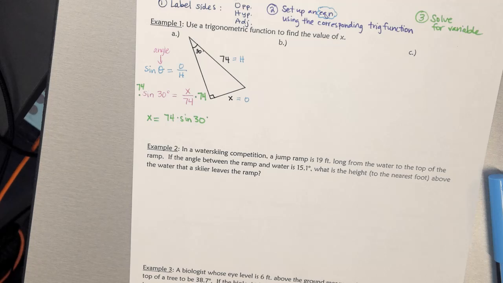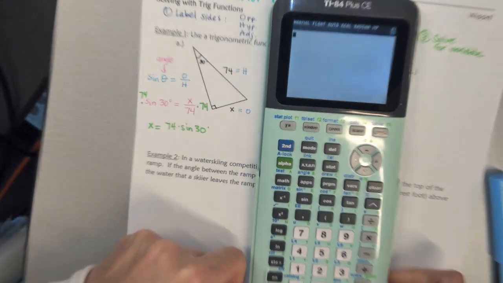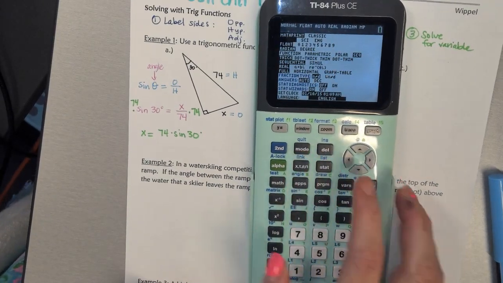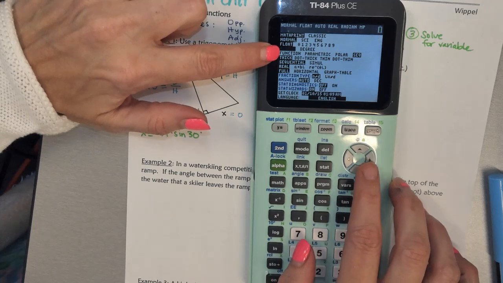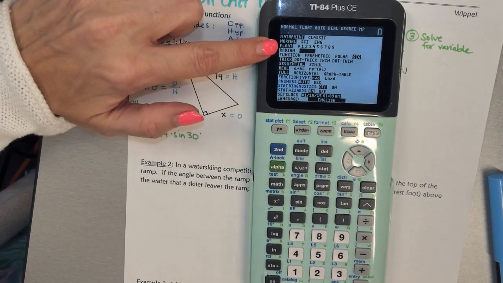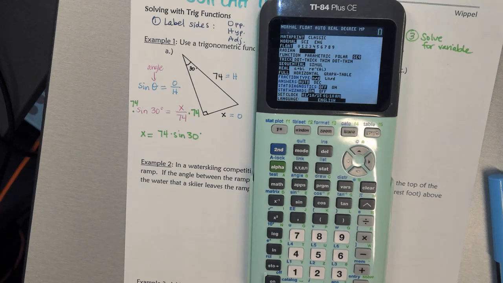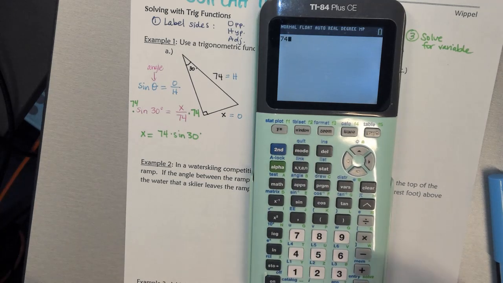When you're doing this calculation, you are going to have to make sure your calculator is in the right mode. Whenever we clear our calculators, the standard mode is radian mode. If you go to the mode on your calculator, right here it says radian or degree. I'm going to highlight degree and press enter. And then I'm ready to do 74 times the sine of 30.